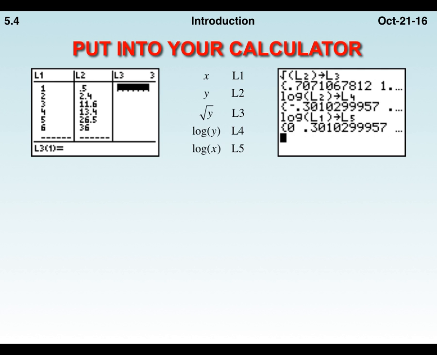So what I want you to do now is go to the blank calculator screen, and I want you to store these lists. So I want you to put the square root of y in list 3. The way that you do that is square root of list 2, so square root of y, and then store it in list 3. Then in list 4, I want you to put the log of y. So you do the same thing, log of L2, so log of y, and store it in list 4. And then I want you to put the log of x in list 5. So log of L1, and put that in list 5.